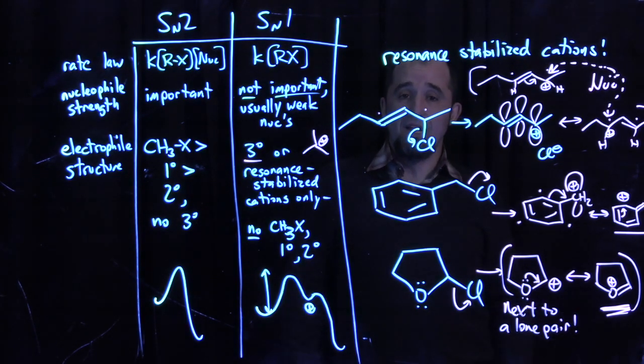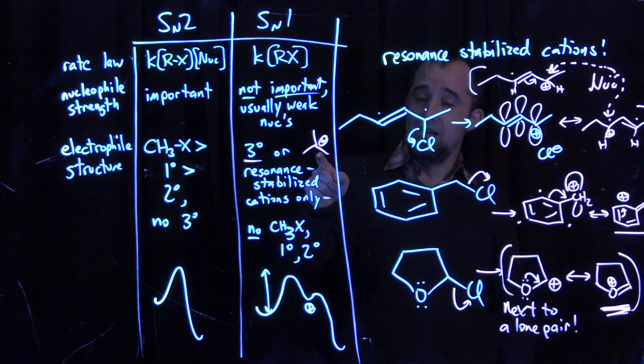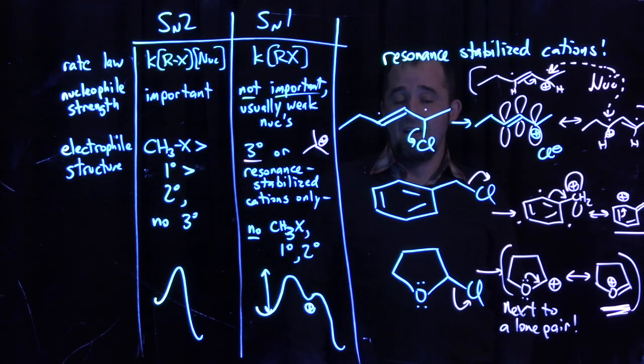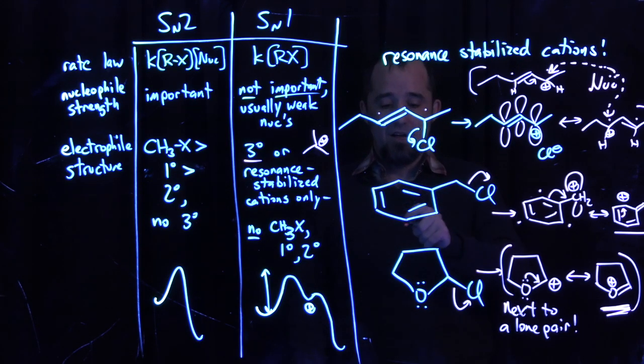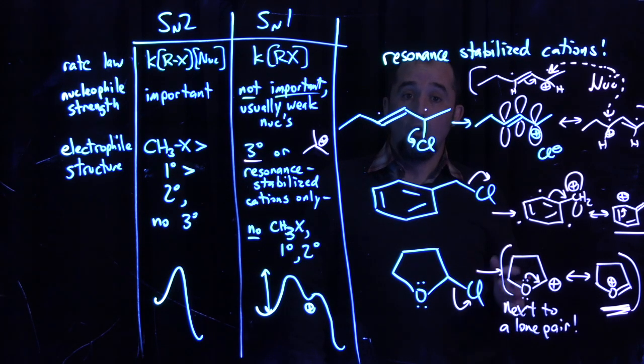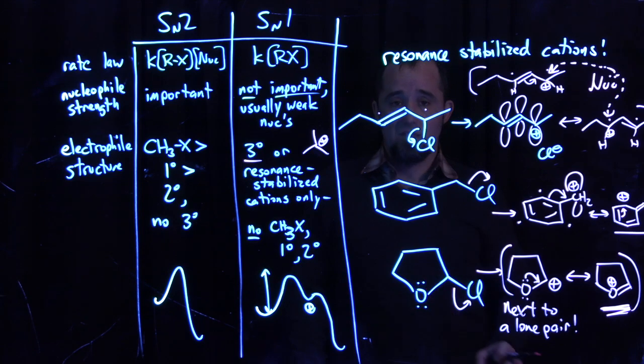So when can I do an SN1 reaction? I can do an SN1 reaction when my leaving group is either on a tertiary center like this, or when that cation would be stabilized by resonance, either by some kind of pi bond or arene, or stabilized by an atom with lone pairs that I can draw a resonance structure like this.